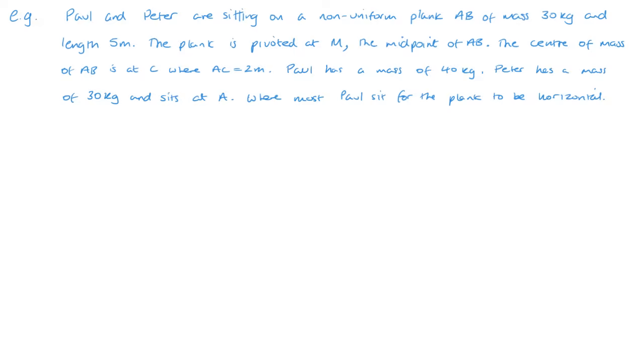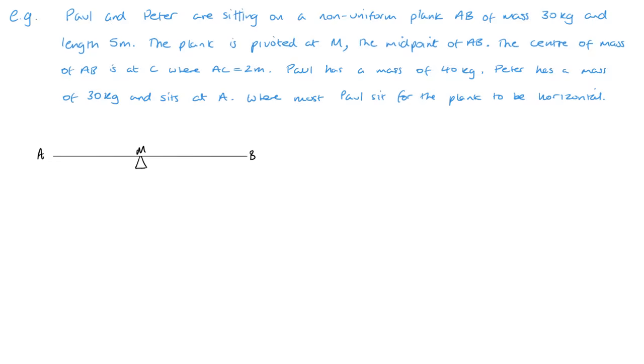Let's look at the first example. Here we have Paul and Peter sitting on a non-uniform plank AB. I'll draw that first. There we have it, a non-uniform plank AB, and that's mass 30 kilograms, but I can't put where it is yet. Its length is 5. The plank is pivoted at M, the midpoint of AB. So here in the middle is M.